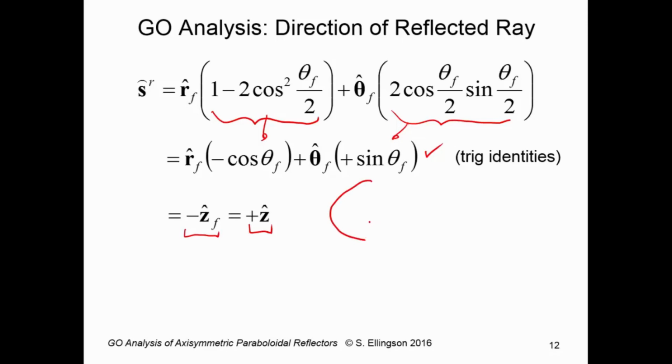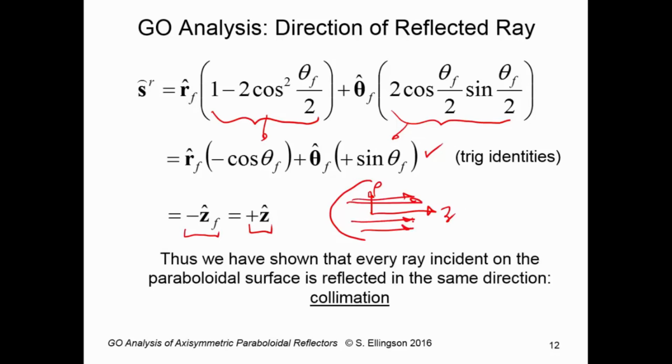In other words, it appears the direction of reflection is always this way. We have shown that every ray incident on the paraboloidal surface is reflected in the same direction, and we refer to this as collimation, which is obviously what we want for this kind of system.